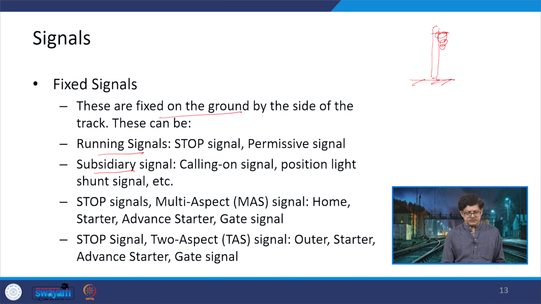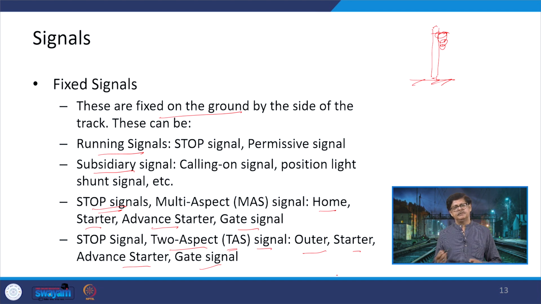Now, these stop signals can also be multi-aspect signals, and in that case they can have different names depending on the functional values on the basis of the location where they are provided. Say they are named as home, starter, advanced starter or gate signal. And now, in the case of a two aspect signal, which in short can be TAS, they can be outer, starter, advanced starter and gate signals in this case.